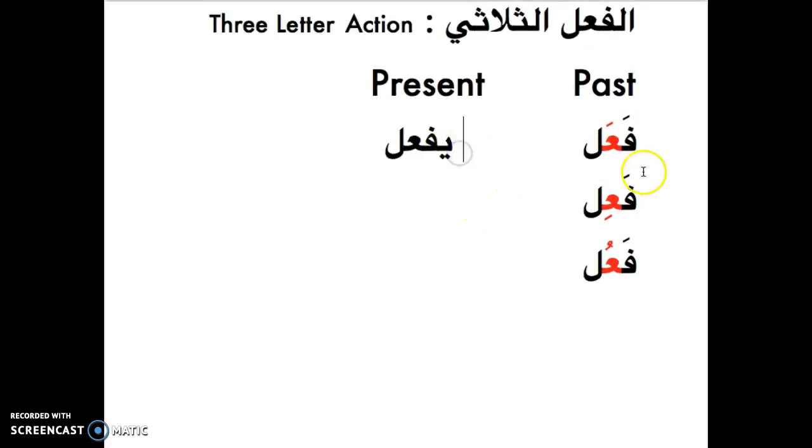All right, so now that we have our three options for the past, we move to the present. And in the present, we're going to have the ya always open, and the fa is going to be stationary.